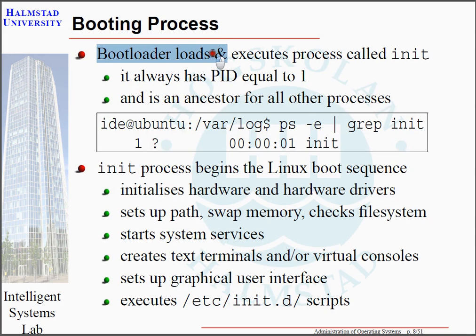Once the bootloader is ready, it loads and executes a process called init. This is the first thing that happens on the Linux side: a process called init is created. It will always have a process ID of 1, because it's the first one, and it's going to be an ancestor for all the other processes. All the other processes are created by init or by processes created by init. You can see it using the ps command. And this is the actual beginning of the Linux boot sequence.